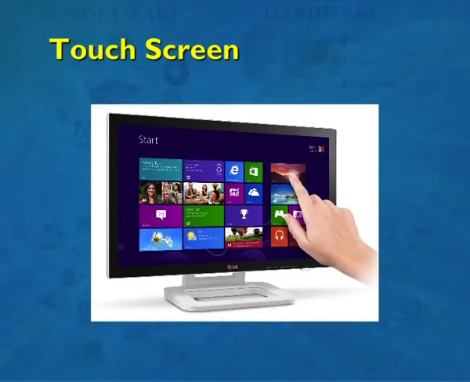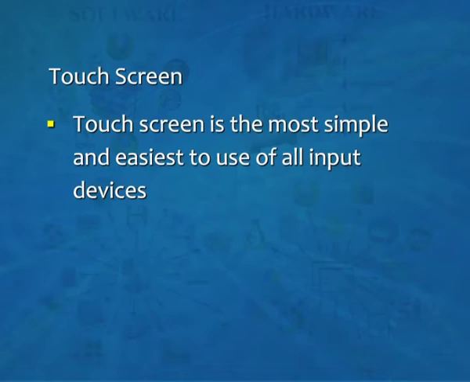Next one is touch screen. Touch screen is the most simple and easiest to use of all input devices. It enables users to use a computer without any formal training. It enables a user to choose from available options by simply touching with a finger the desired icon or menu item displayed on the computer's screen.